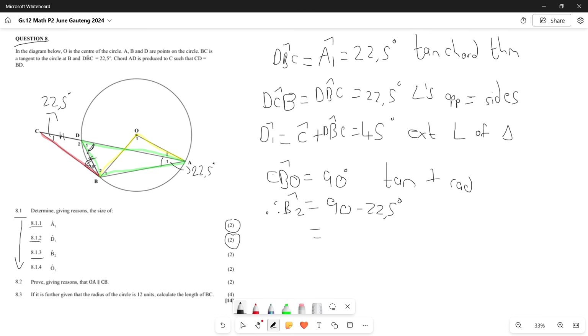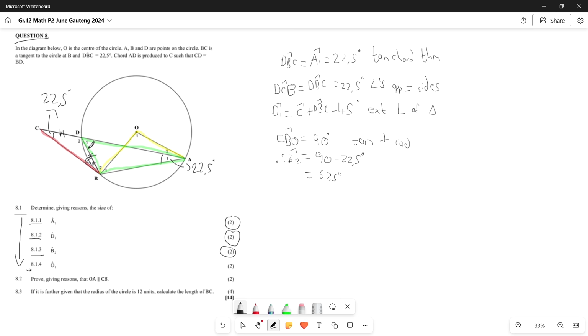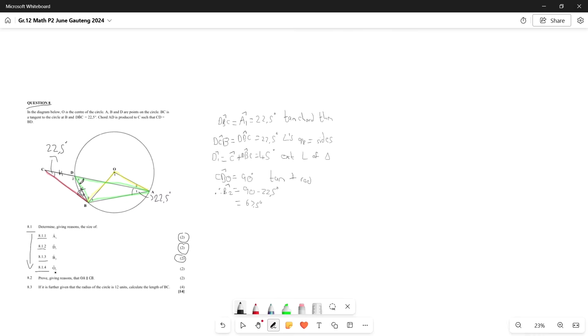We didn't have to say again that angle B over here equals 22,5. So we just need to show our working because we wrote down our statement and our reason. Now this is just a calculation, which means that B2 is 67,5 degrees. And that would earn us 2 marks over there. Last question for 8.1. 8.1.4 says calculate the value of O1 over there.